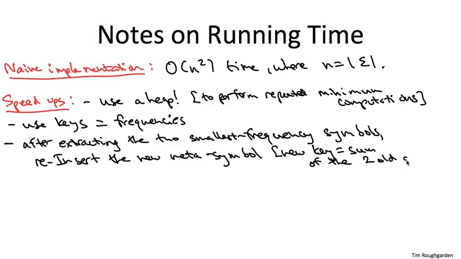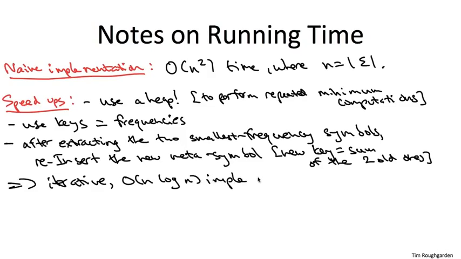Well, the obvious thing is just to add the frequencies of those two symbols and reinsert into the heap the new meta symbol with its key equal to the sum of the keys of the two elements that you just extracted from the heap. So not only is that going to work great, it's going to be n log n time. It's very easy to implement in an iterative manner. So that's starting to be a really blazingly fast implementation of Huffman's algorithm.